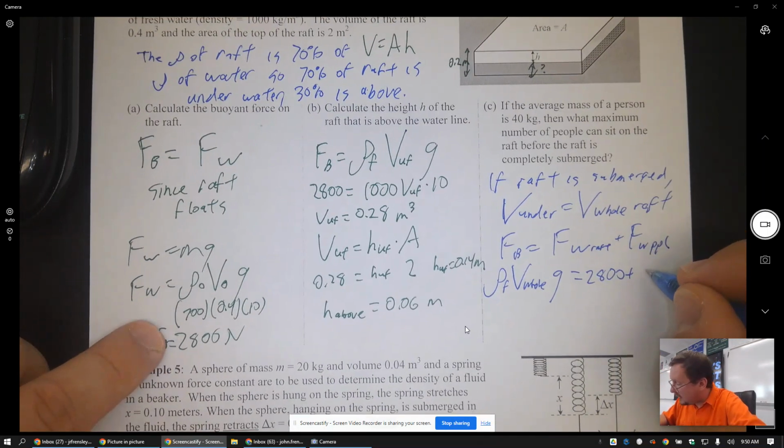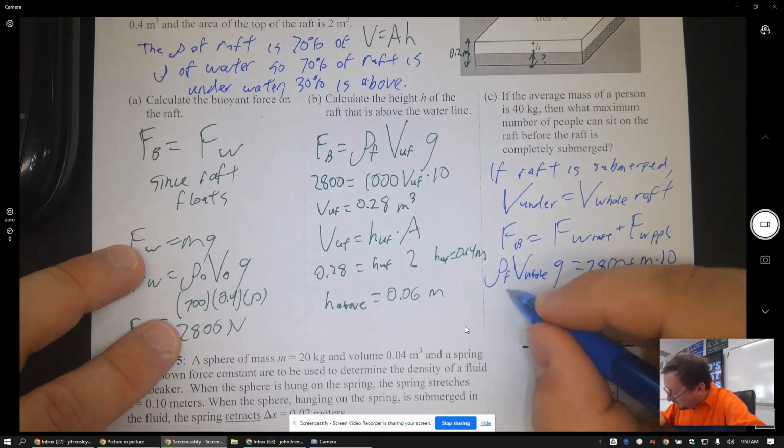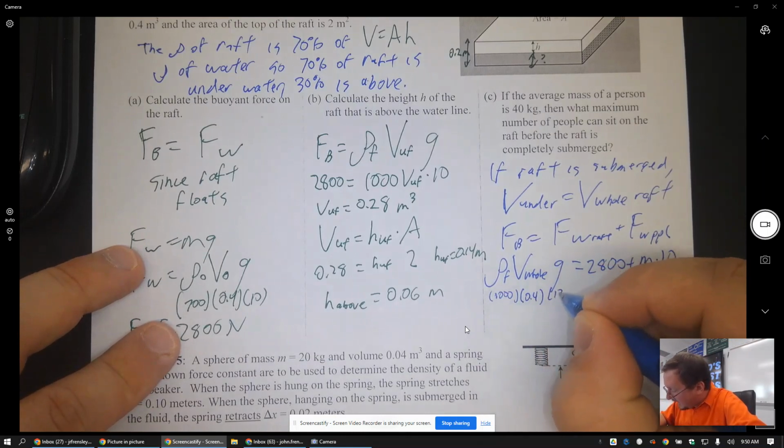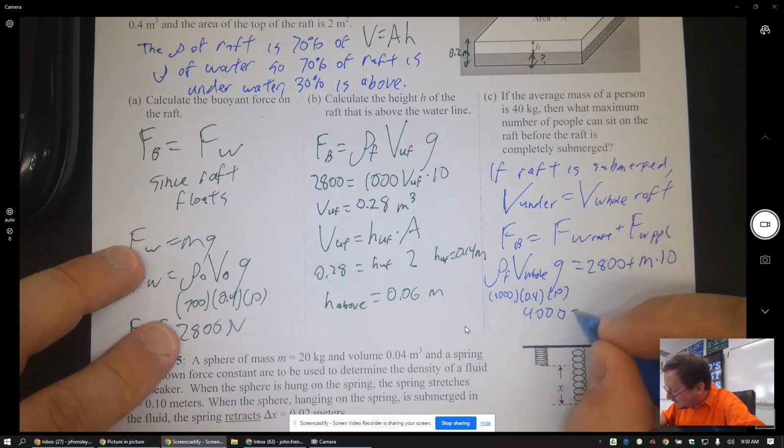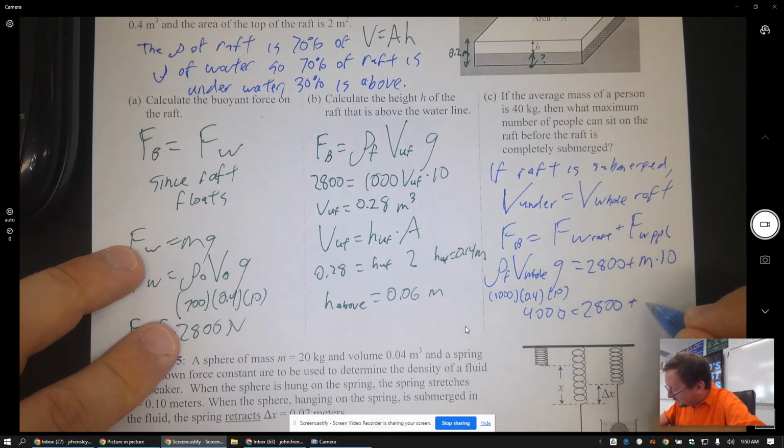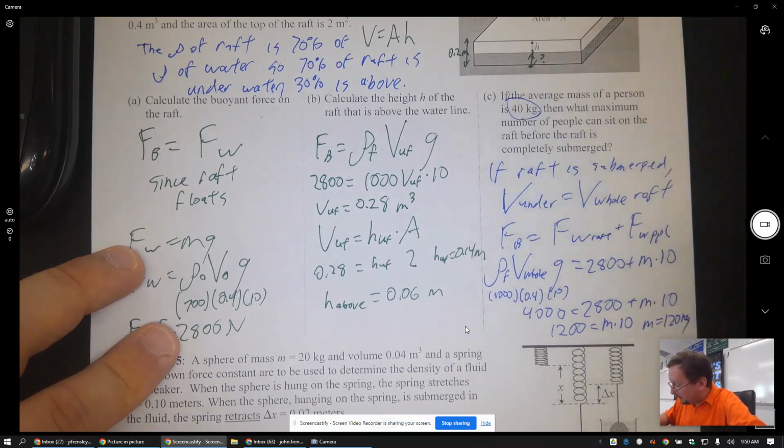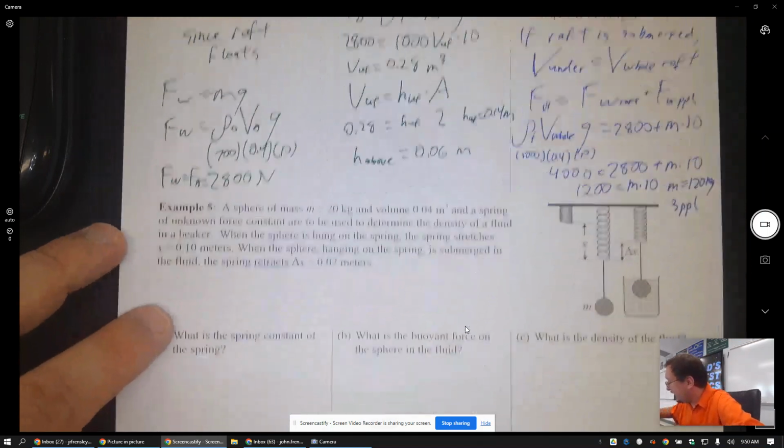That's his mg. And then the people is going to be m times g. Let's get the mass of the people. Okay, so what was this? The density of fluid, 1,000. The volume was 0.4. Gravity is 10. So this is 4,000 equals 2,800 plus mass times gravity, which is 10. Bring it over. 1,200 equals m times 10. That's a mass of 120 kilograms. 40 per person, so that's 3 people. All right, so that's the way that works there.